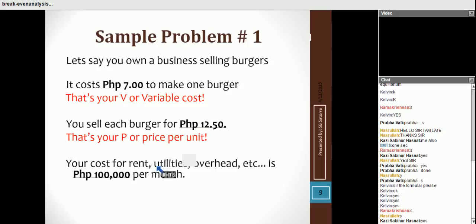So this is the value of P, that is price per unit. Now the cost for the rent, utilities, overhead, etc. is $100,000 per month. That is our fixed cost, because I told you in the beginning, all the utilities and rent do not have any effect of the changes that are made. So that is $100,000 per month.